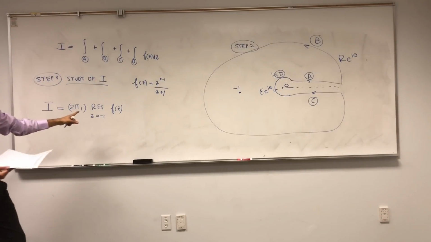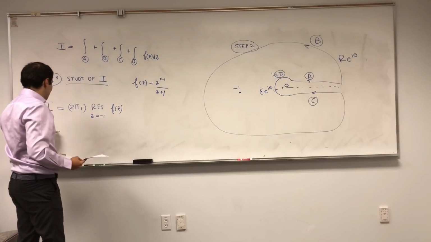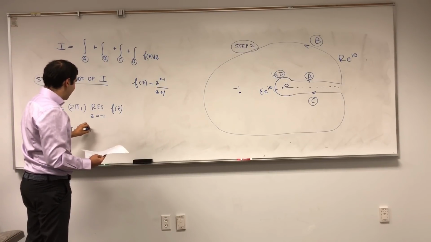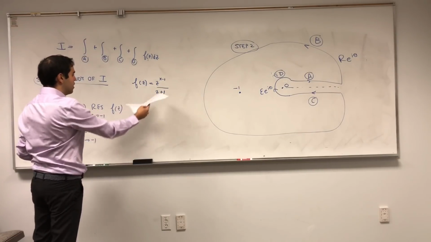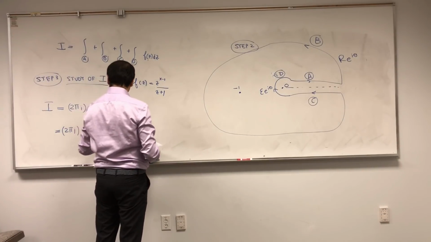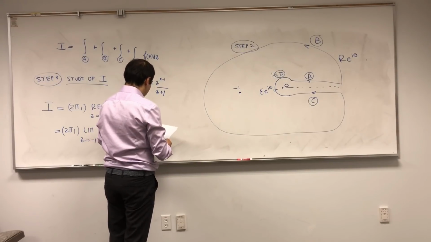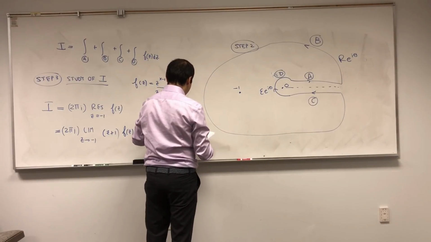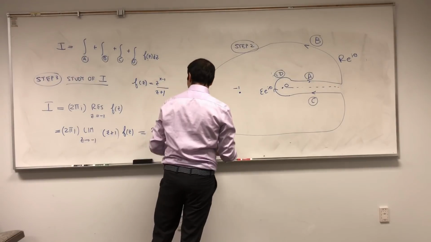If we have a pole of order 1, it's not too bad to calculate the residue. It's just equal to 2 pi i times the limit as z goes to minus 1 of z plus 1, so z minus the singularity, times f of z, which here becomes 2 pi i times the limit as z goes to minus 1 of z to the x minus 1.